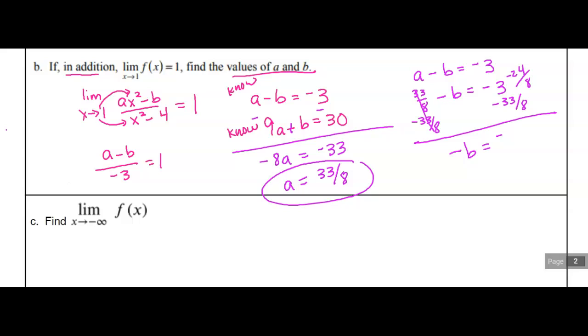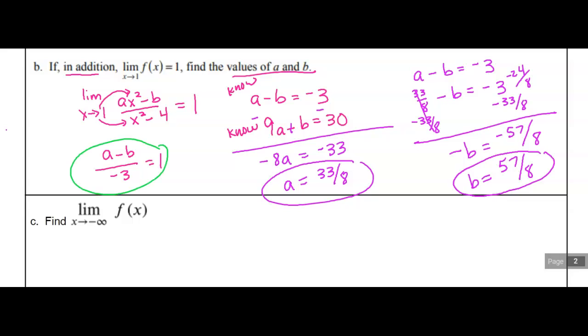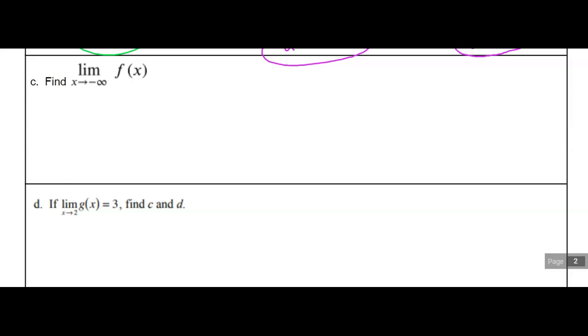7. Same idea. If you make a computational error, let's say you said it was negative 67 over 8, you would still get the point because that is not a calculus error. That is an algebra error, which does not affect the calculus knowledge. So on this one, we're at 2 points. You get 1 point for this, and you get 1 point if you have both of those correct. Minor errors are fine. All right, let's do part C.